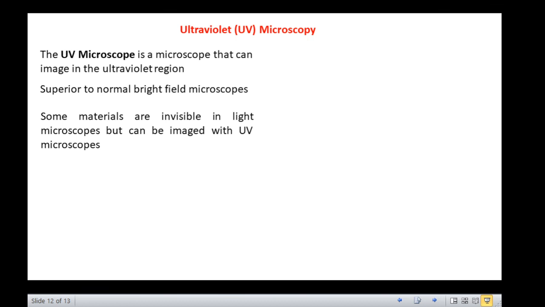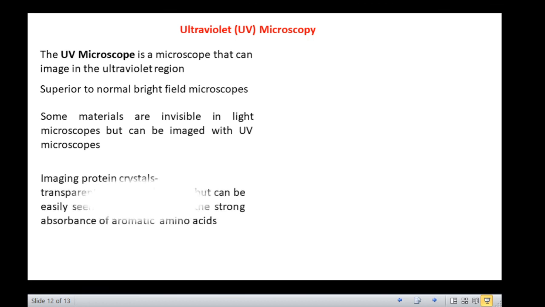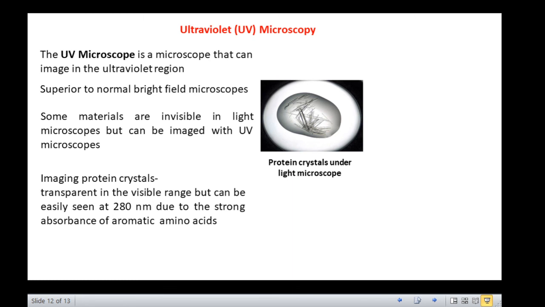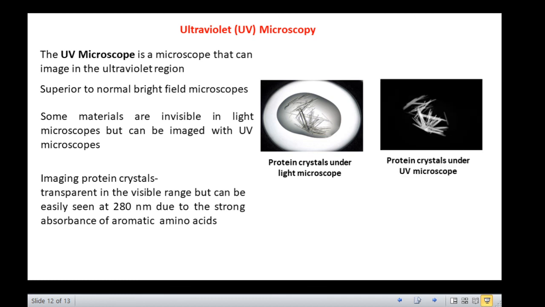One such example is imaging protein crystals. These microscopic crystals are transparent in the visible range but can be easily detected at 280 nanometers due to the strong absorbance of aromatic amino acids. These are protein crystals as seen by bright field microscopy, and these are protein crystals as seen by UV microscopy.